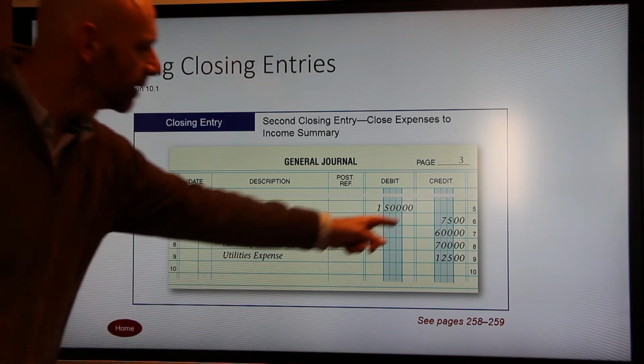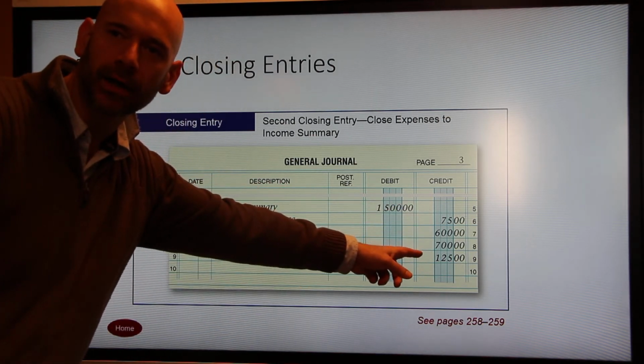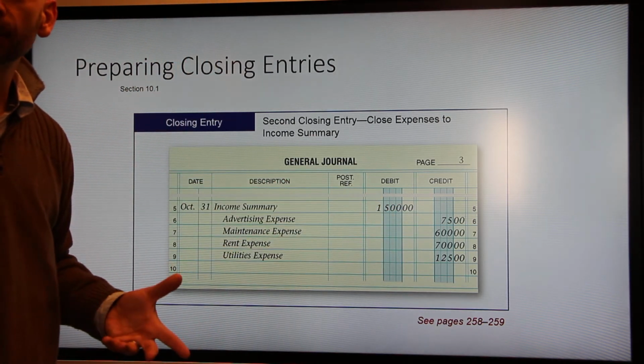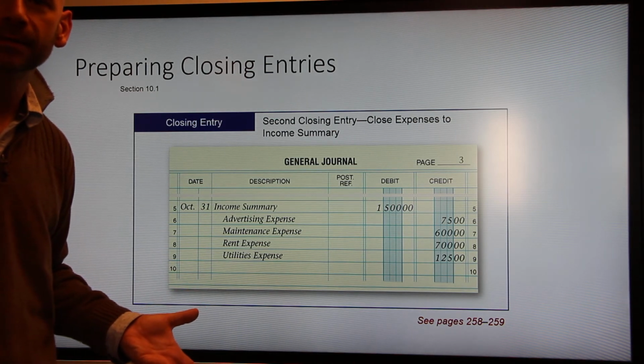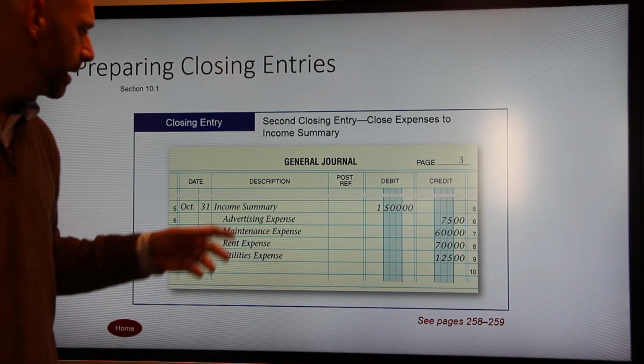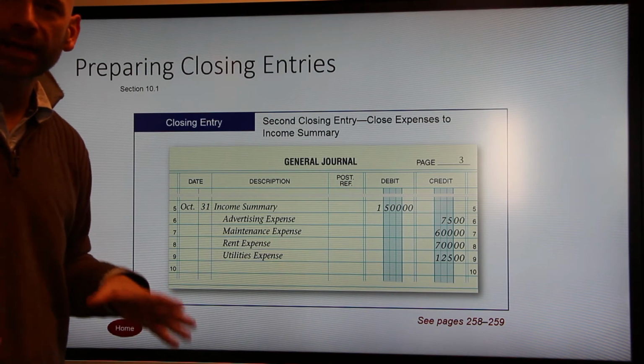That's okay as long as the total of all the accounts that we credited equals the account that we debited. In this case, it does. All of our expenses that we credited equals $1,500. And that's what we have in income summary. So just to recap where we are right now.